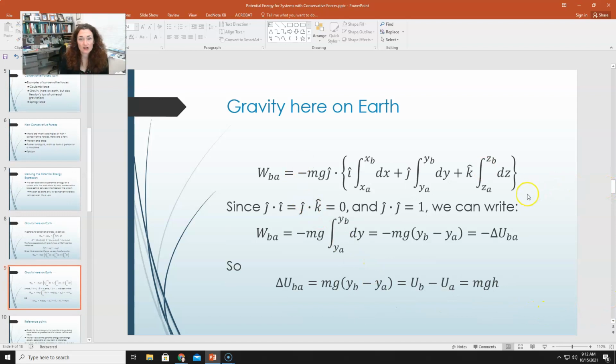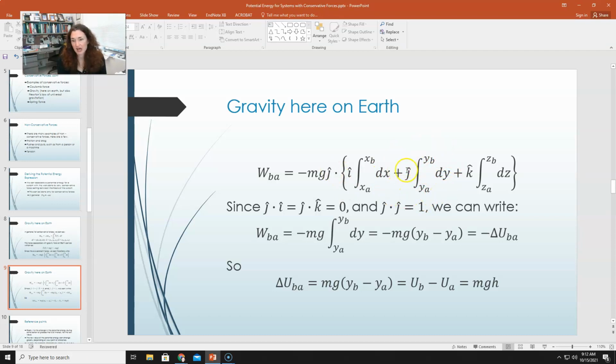Now, taking that over to this next slide, we realize that if you do the dot product between j hat and i hat, or j hat and k hat, then since those unit vectors are perpendicular to one another, they give you a dot product of 0, okay? And the only one that survives is the j hat term, because j hat dot j hat is 1. So then the integral for y, the y direction, is the only one that gives you a non-zero value.